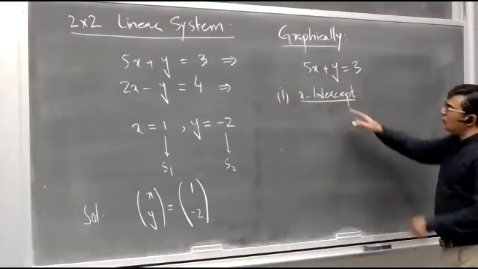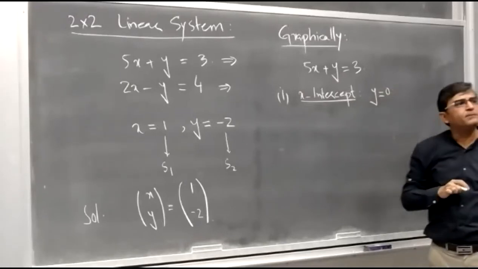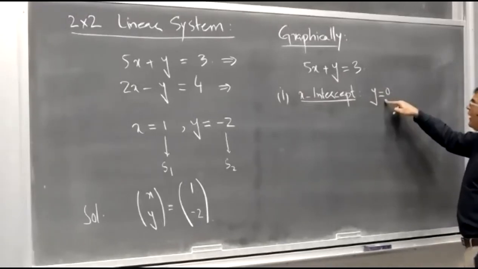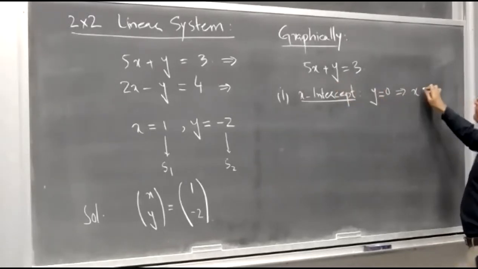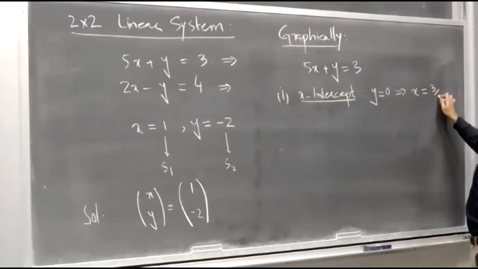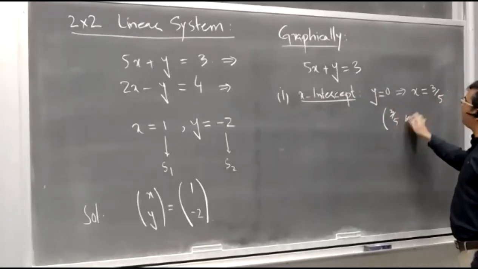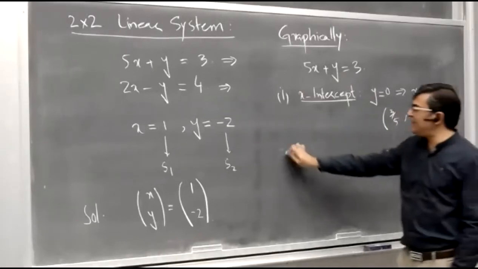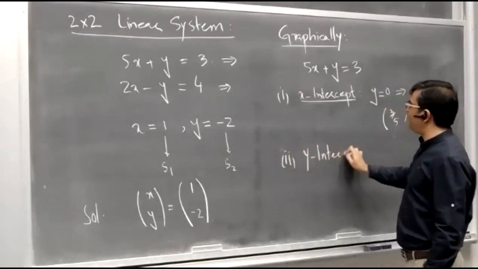Where does it cross the x-axis? Where y will be zero. Definitely. Now y is zero, if you put y equal to zero in this, you can get the value of x, which is 3/5. So you have one point, 3/5, 0. So this is your x-intercept. And the second one is the y-intercept. You find the y-intercept of this equation.